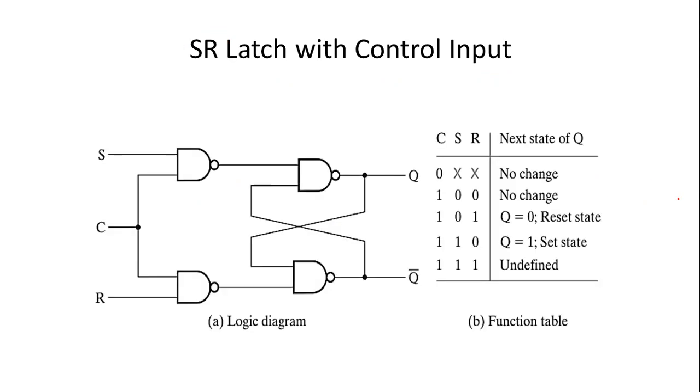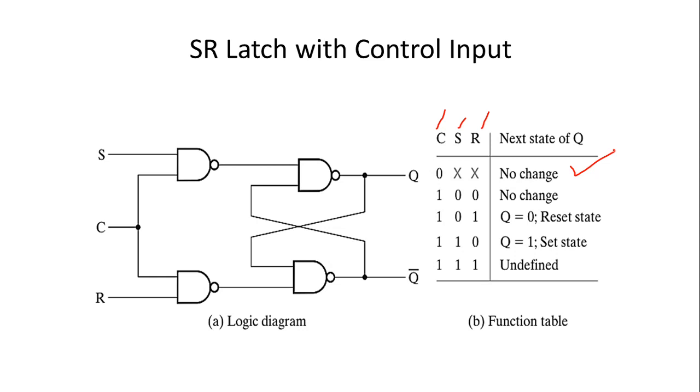Okay, similarly, let's evaluate this circuit, which is a simple SR latch with an additional control input. Now we have three inputs: set, reset, and control. Control can be 0 or 1. If it is 0, whatever the S and R inputs are, it should show no change, meaning the state will remain the previous state.